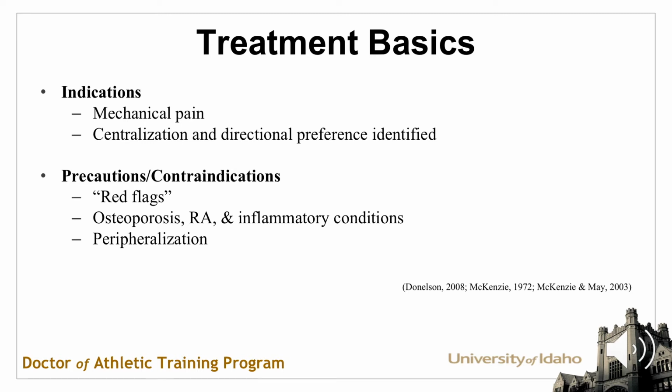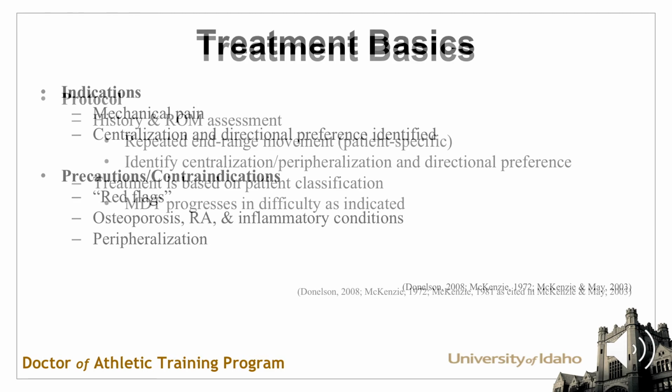Precautions and contraindications. As far as contraindications go, we're looking for those traditional red flags, as well as conditions that will be contraindication to mechanical treatment, so bony pathologies, osteoporosis, RA, that sort of thing. Peripheralization is more of a precaution where we might retest them a few days later, see if they're now a centralizer. But potentially if they still peripheralize, this isn't the best option for them.